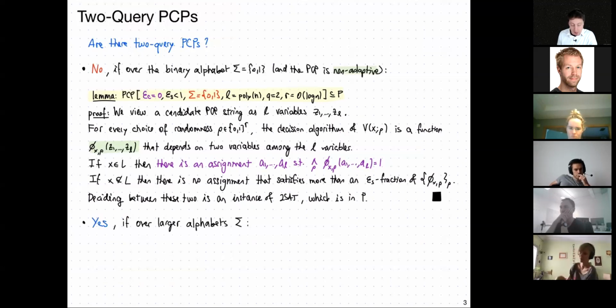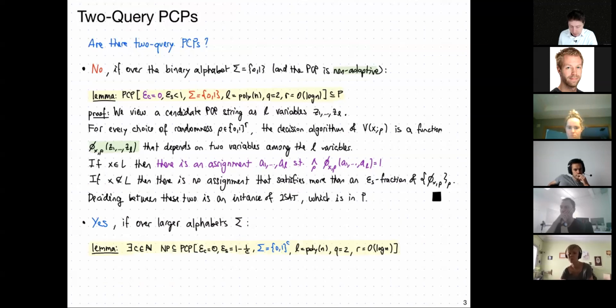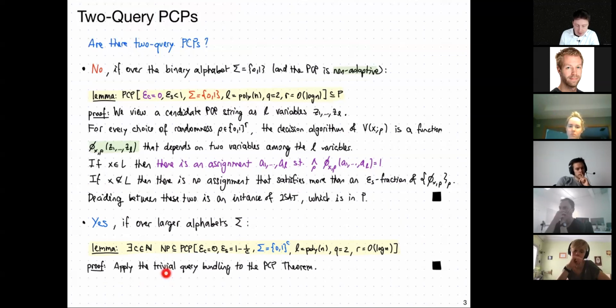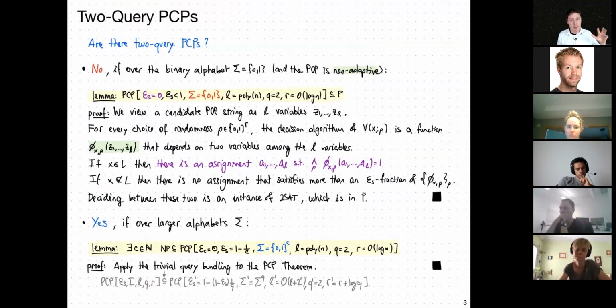On the flip side, if you allow larger, non-binary alphabets, we can achieve 2 queries. For example, we can directly derive from the PCP theorem that every language in NP has a 2-query PCP over some large enough constant alphabet, maybe {0,1} to the 1 million, where each symbol is some constant number of bits, just not 1 bit. How you do it is the trivial query bundling that I think was in one of the worksheets. Essentially, you take the queries, wrap them up into larger symbols, read a larger symbol, and do a random consistency check. And that's the 2 queries.